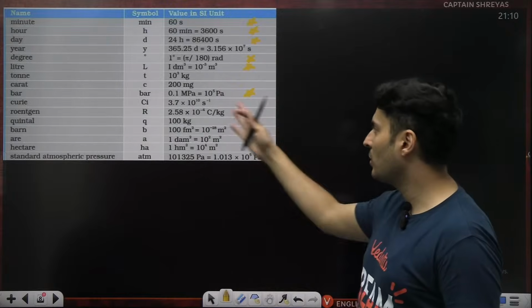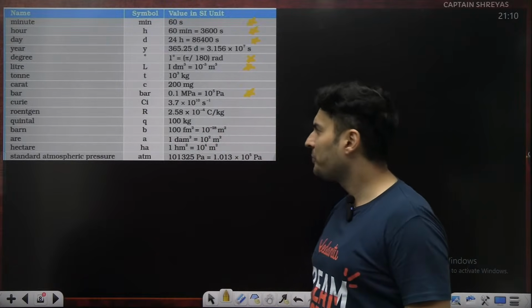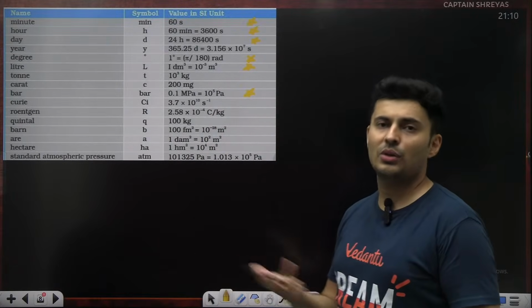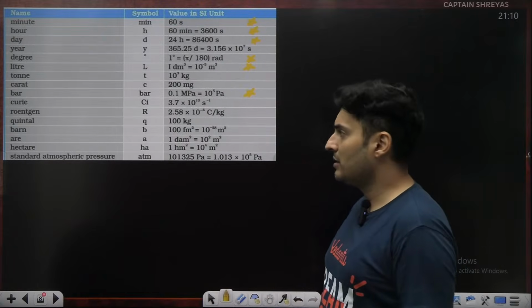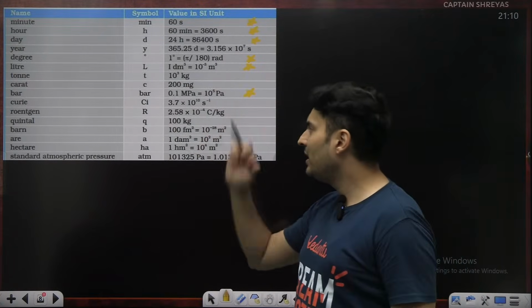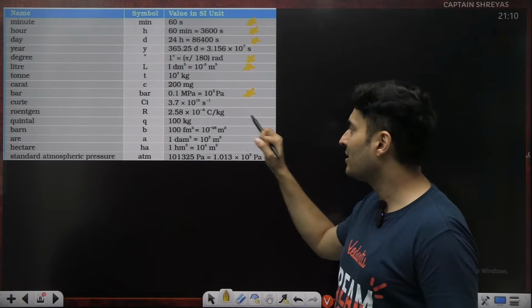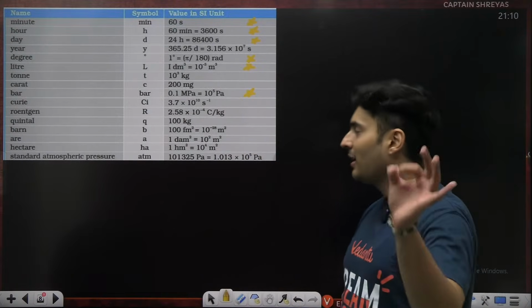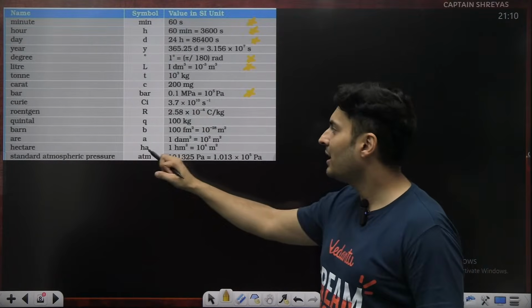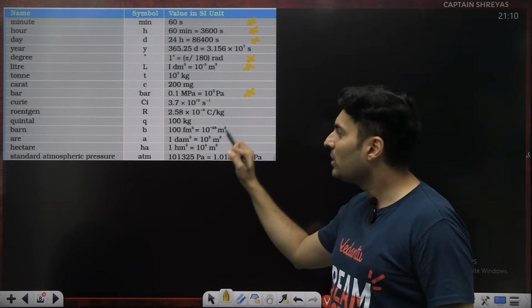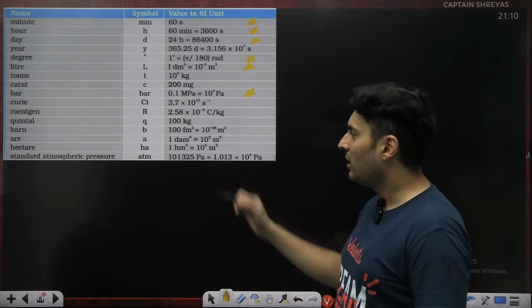Law of radioactivity, so not so important. Radioactivity decay is also deleted because it is no longer a part of the syllabus. Quintal is 100 kg. Barn is basically 10 to the power minus 28 meters square. These are areas basically. Are, hectare. Now these things are not so important.